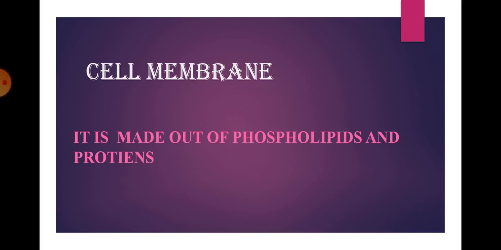The next is cell membrane. It is made out of phospholipids and proteins. The cell membrane is a biological membrane that separates the interior of the cells from the outside environment, which protects the cell from its environment.